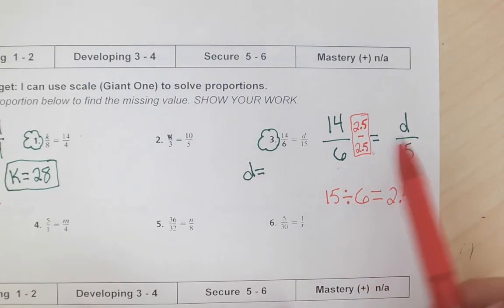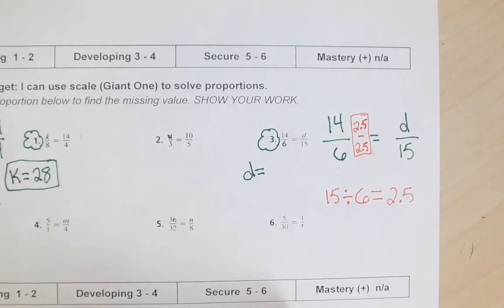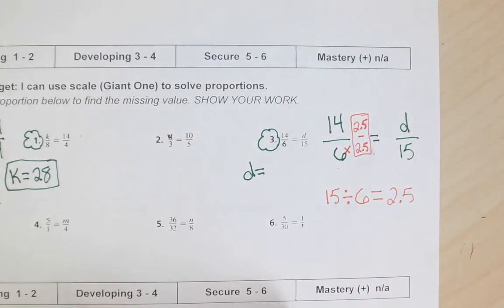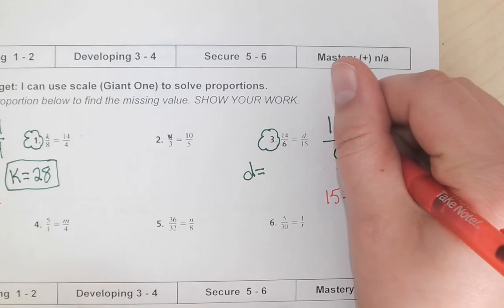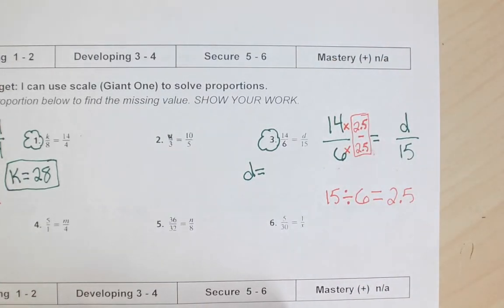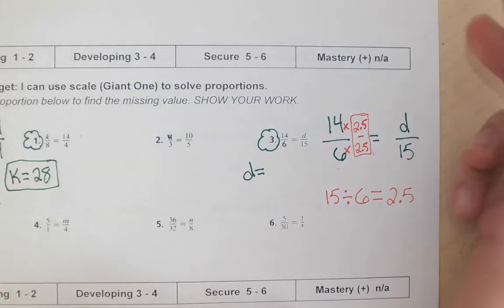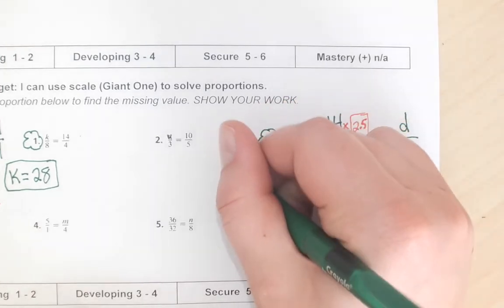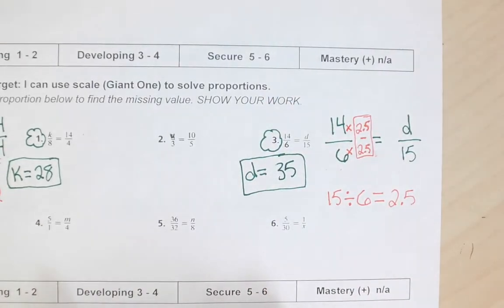Because it's increasing from 6 to 15, it's larger. I know that I have to take 6 and multiply it by 2.5. So I'm going to do the same thing in my numerator as well. Again, I'm going to do this in my calculator. 14 times 2.5 is equal to 35. So the value I have for d would be 35.